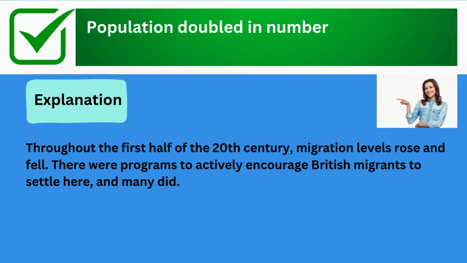The correct answer is population doubled in number. Explanation: throughout the first half of the 20th century, migration levels rose and fell. There were programs to actively encourage British migrants to settle here, and many did.